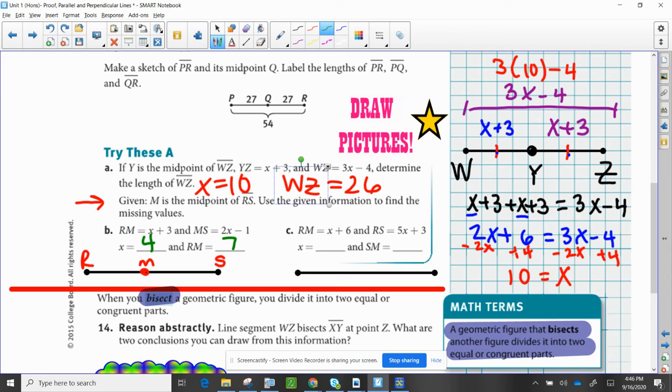Okay. All right, next I want you guys to find C. If RM is equal to x plus 6, so again, it's the same picture. We have our length, RS, with M as the midpoint. So if RM is x plus 6 and RS, the total segment, is 5x plus 3, solve for x, and then solve for SM.